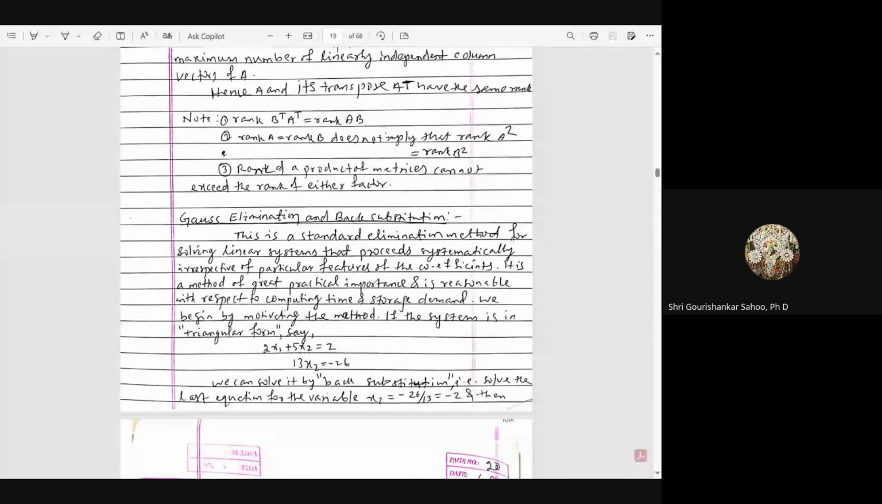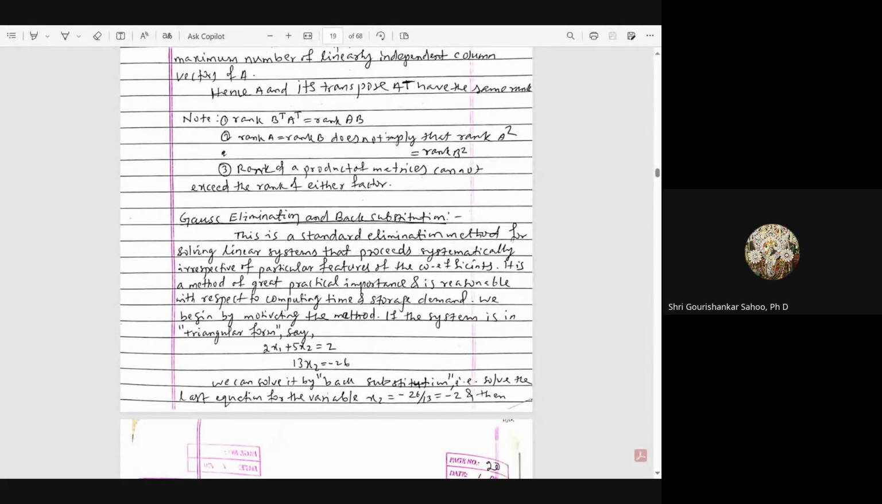You can also solve a system of equations using Gauss elimination, which was discovered by Gauss, the great mathematician. It is a standard elimination method for solving linear systems, but proceeds systematically irrespective of particular features of the coefficients. It is a method of great practical importance and is reasonable with respect to computing time and storage demand. So let us begin by motivating the method.